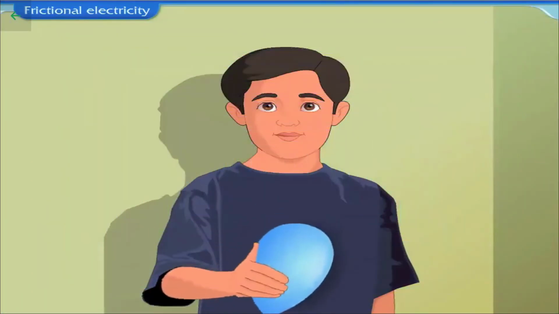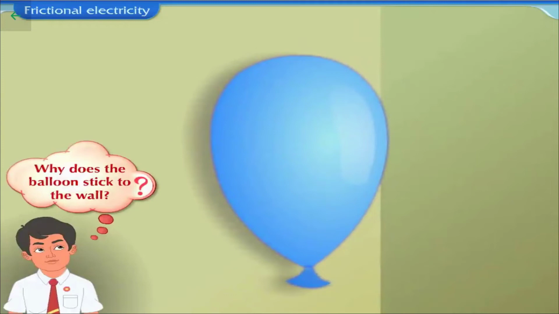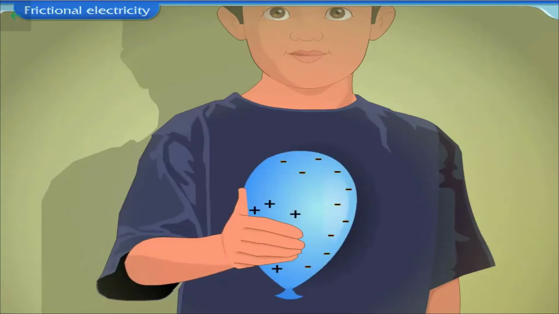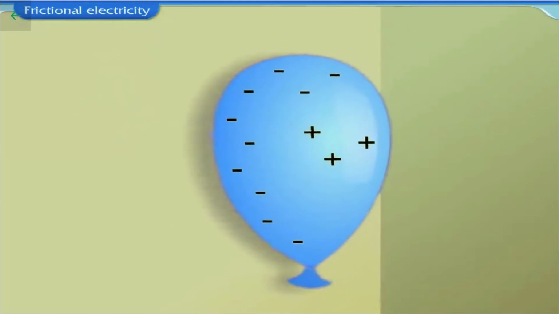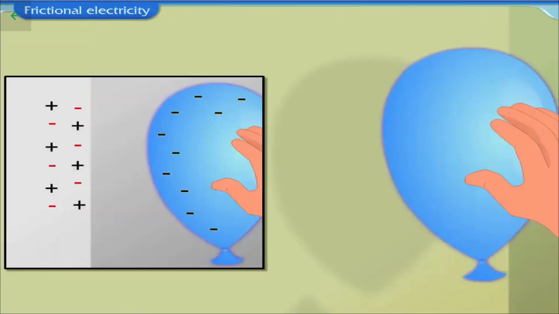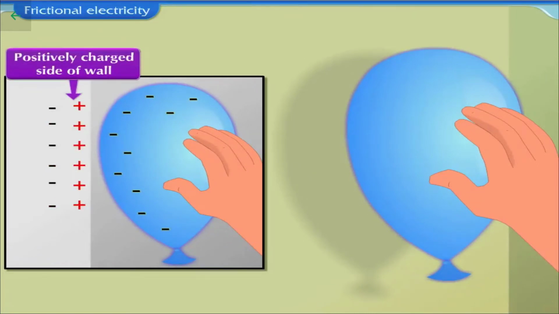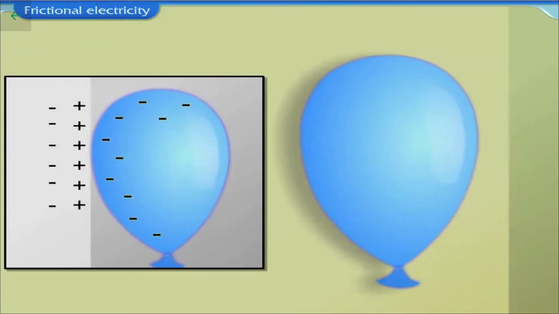Look at this boy who is rubbing an inflated balloon on his shirt and sticking it to a wall. Why does the balloon stick to the wall? When we rub a balloon against cloth, it gets negatively charged. When this negatively charged balloon is taken near the wall, there is induction. The negative particles present on the wall where the balloon is held move to the other side and the surface of the wall becomes positively charged. This positively charged wall surface gets attracted to the negatively charged balloon and the balloon sticks to the wall.